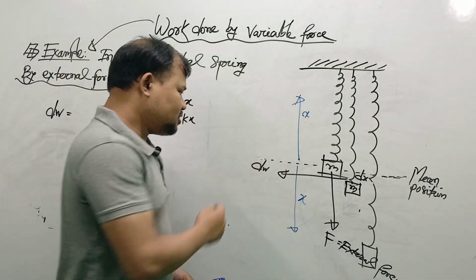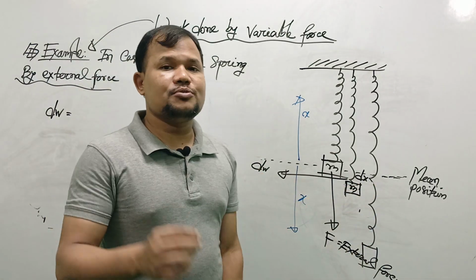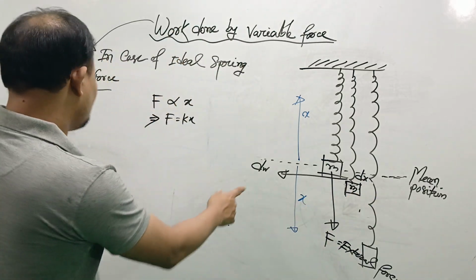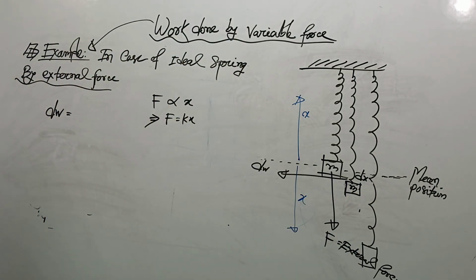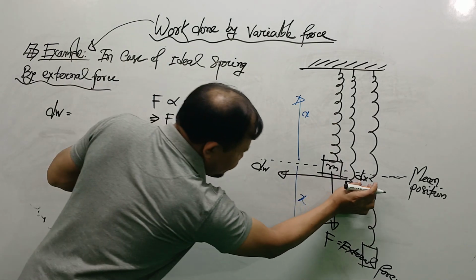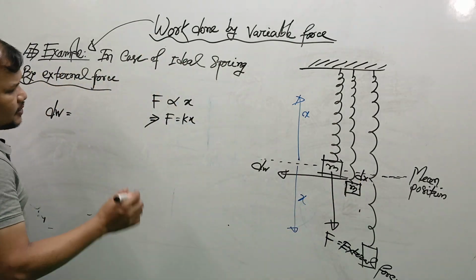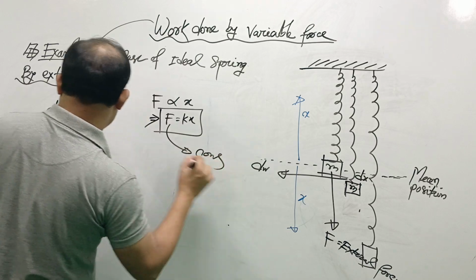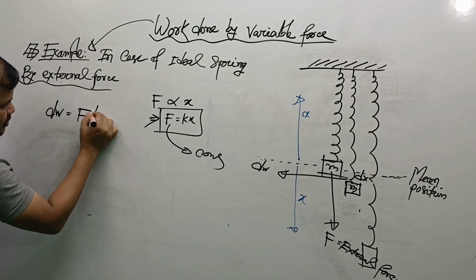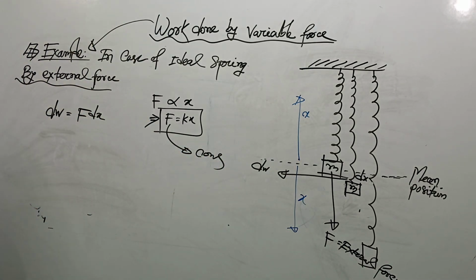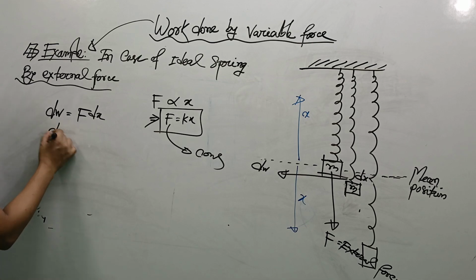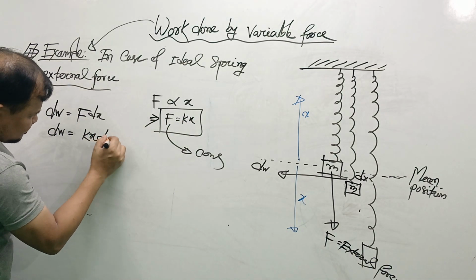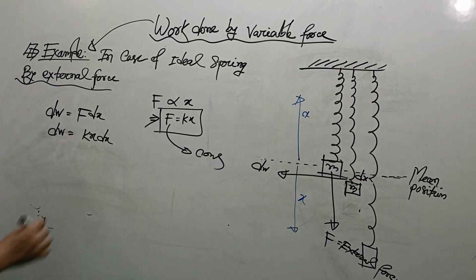Why will the work be small? Because we take the displacement very small. Because of this very small displacement, the work done will be very small, and the force needed is F. This force looks like a constant force. So we write here F into dx. Okay, now we put the value of F. F means kx.